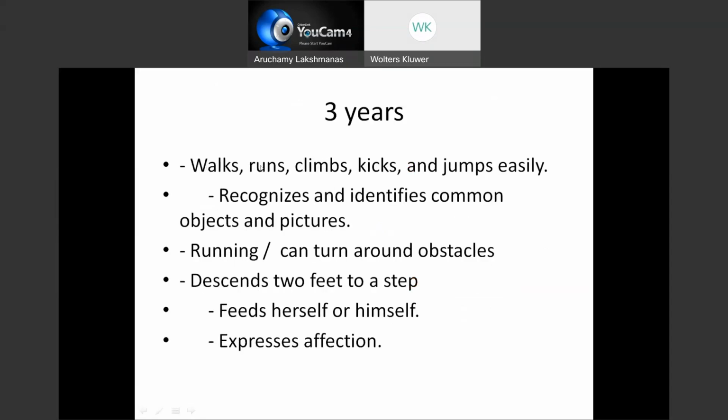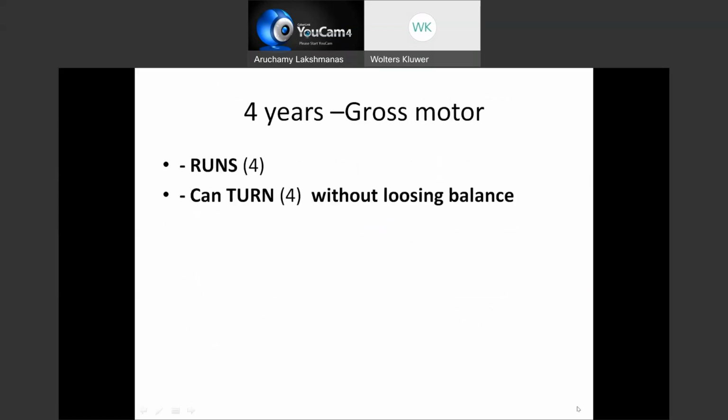So it can walk, run, climb, kick, jump easily, recognizes and identifies common objects and pictures, can turn around obstacles, and descends the stairs. It can descend with 2 feet at a step, and feeds himself, shows expressions of affection. At 4 years, it can run or turn without losing balance.